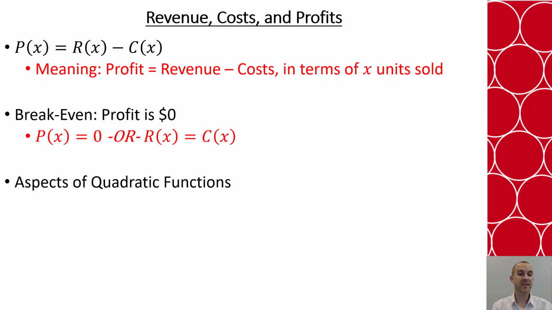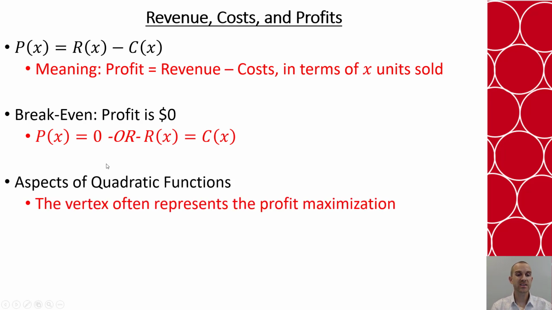Now, some other aspects that can be helpful with quadratic functions when we're modeling is that the vertex will often represent the profit maximization of a given problem. That means that when you're trying to find the maximum profit, look for that vertex, especially if you have a negative quadratic function, because your parabola will be upside down and the maximum will be at that vertex.